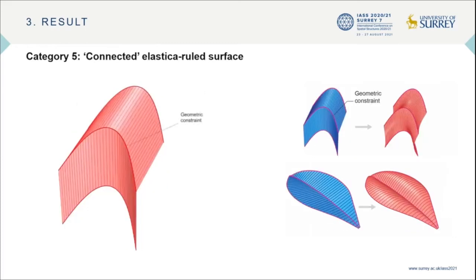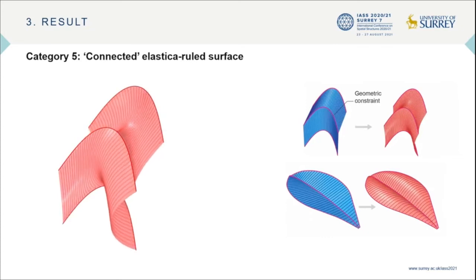Last, in Category 5, if the line ruled surface is the assembly of 2 or more line ruled surfaces subjected to common geometry constraints, each line ruled surface can be transformed into an elastica-ruled surface locally and preserve the geometry connection.